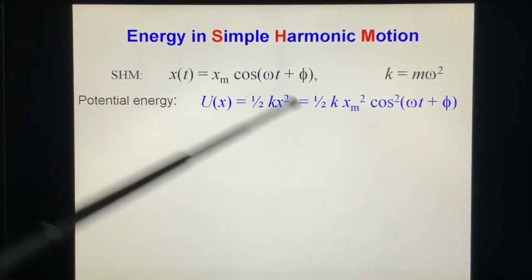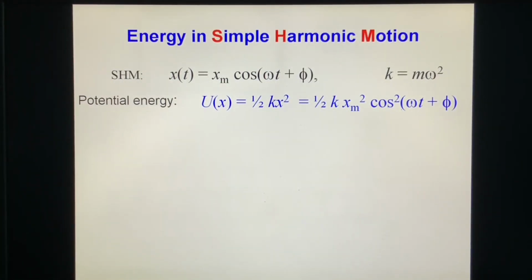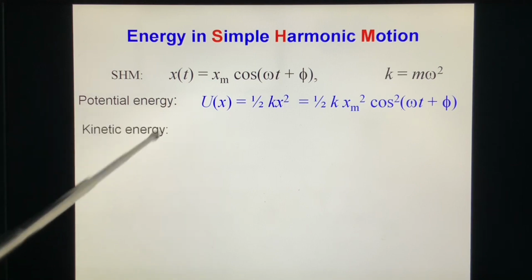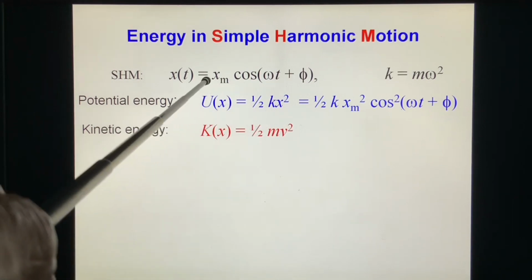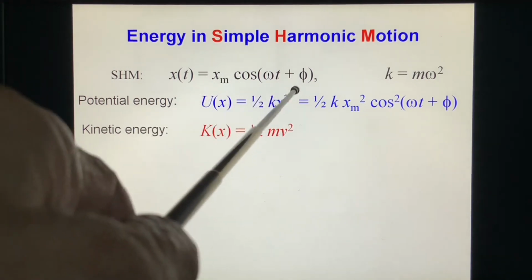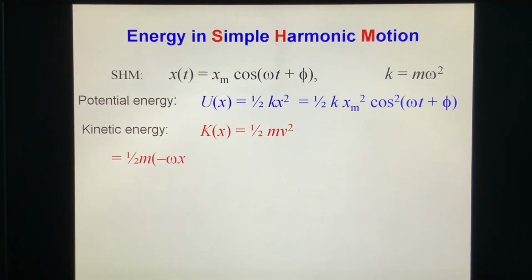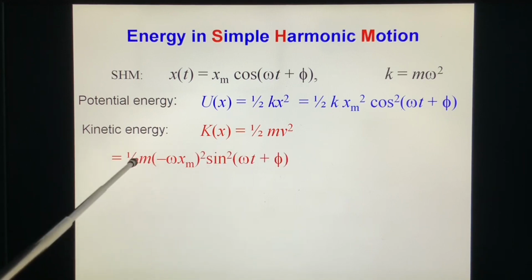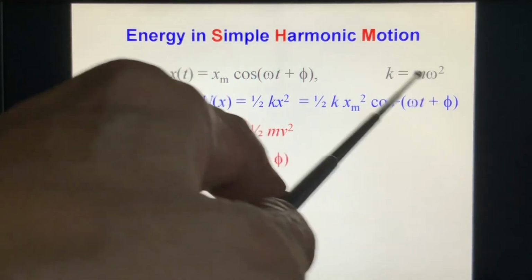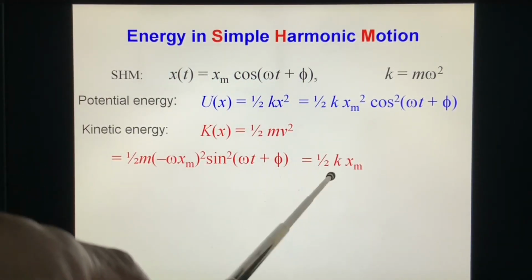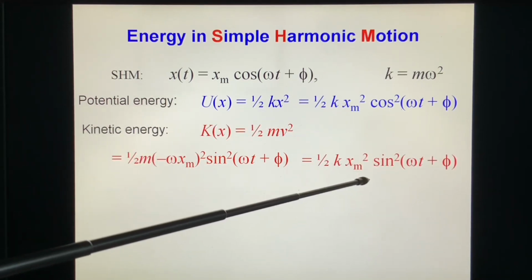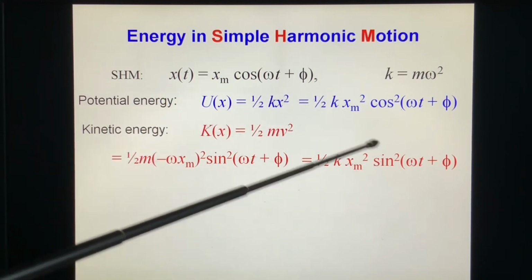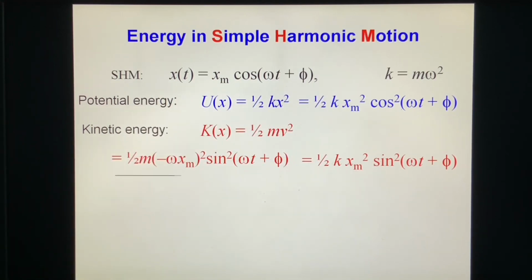And we know kinetic energy is half m v squared. v is the derivative of x, so it equals minus omega xm sine. Then we see this m omega squared. m omega squared equals k. So this one can be rewritten as half k xm squared sine squared. Potential energy and kinetic energy, we look at this one, the coefficients are the same. So we put them together, and we get the mechanical energy.